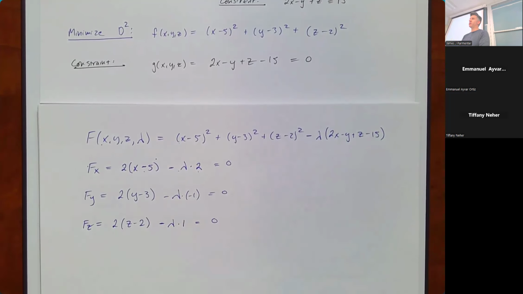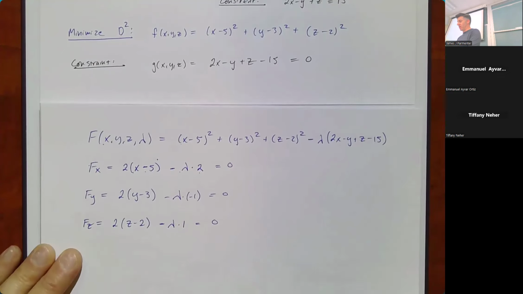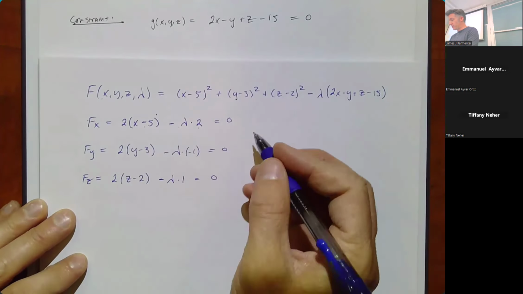So now we have the question that typically comes up: which way do we want to go? There's kind of two ways we can go. We can either solve each of these for lambda, or we can solve each of these for x, y, and z. I feel like it might be easier to solve for x, y, and z here. Most of the time either way will work, but sometimes one is easier. So let's see what happens if we solve for x, y, and z.